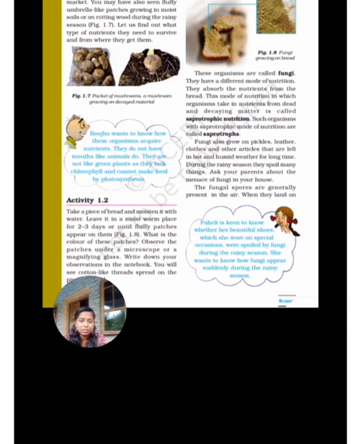They grow rapidly. Not only that, on some dead and decaying vegetables also, the fungi may spread very rapidly. So organisms that derive their food from decaying materials are called saprotrophs.